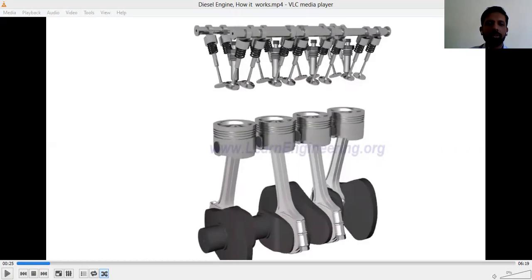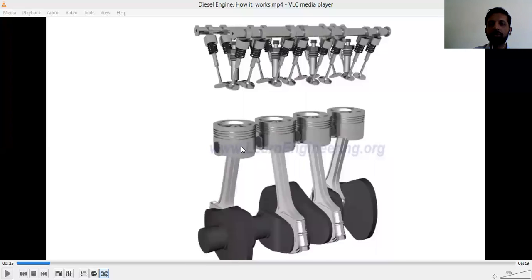So for today's class, we'll see about the working of a four-stroke diesel engine. In the previous class, we had seen the working of a four-stroke petrol engine. Okay, so today we'll see about the working of a four-stroke diesel engine. So here, what we are able to see is a multi-cylinder engine.